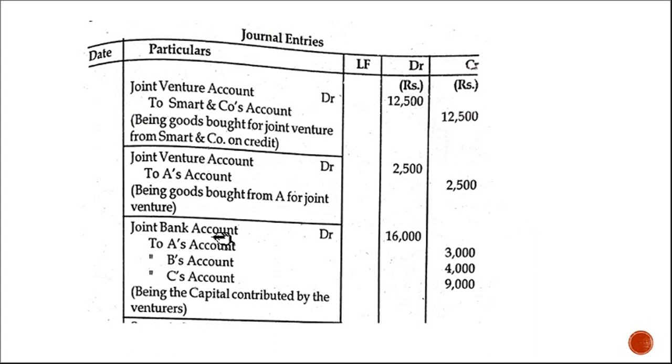The next, what they said: A contributed 3,000, B 4,000, C 9,000, which amounts were banked in a joint account. That means they introduced capital. So joint bank account, we are transferring the capital to the bank account. So bank account debtor to A's capital, B's capital, C's capital. How much is there? We are writing total 16,000. 3, 4 and 9, 16,000. Being the capital contributed by the venturers.